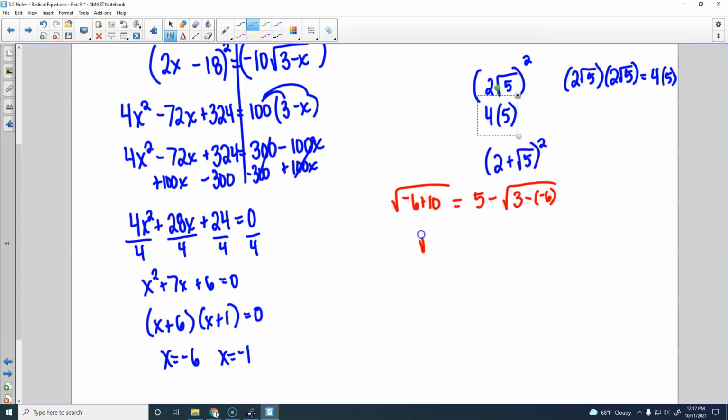So that's going to be the square root of 4 equal to 5 minus the square root of 9. So 2 equals 5 minus 3, which is 2. So that one works. Negative 6 is an answer.